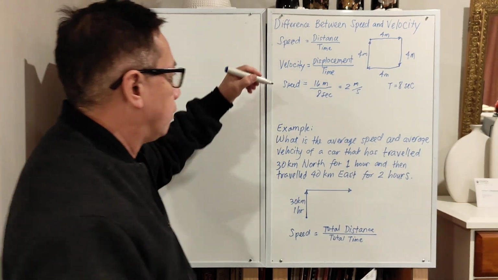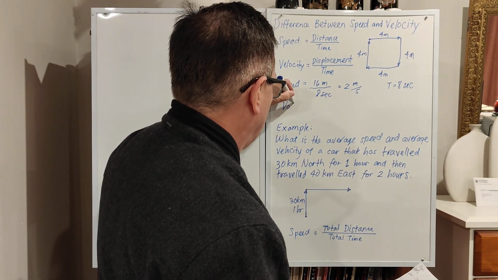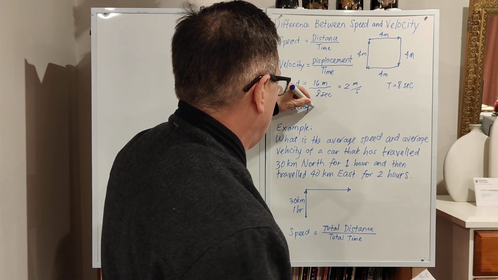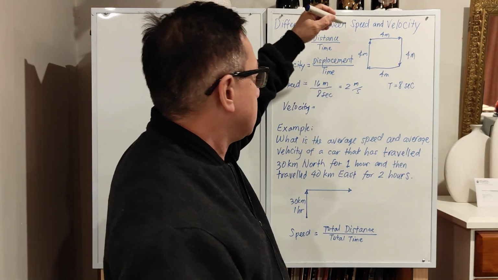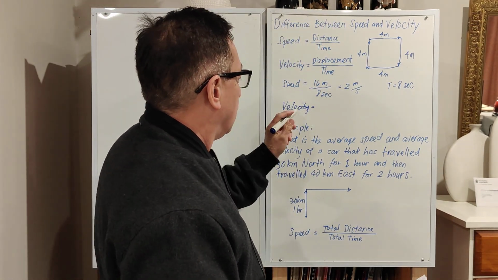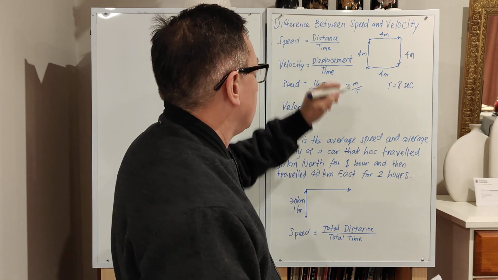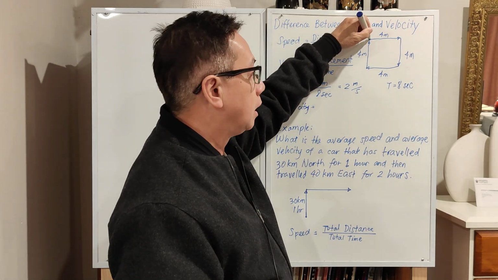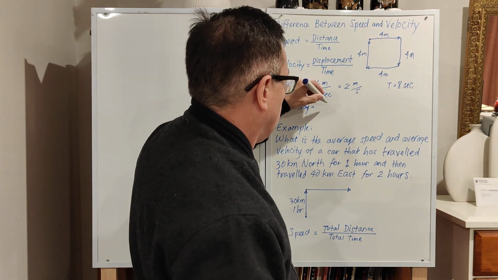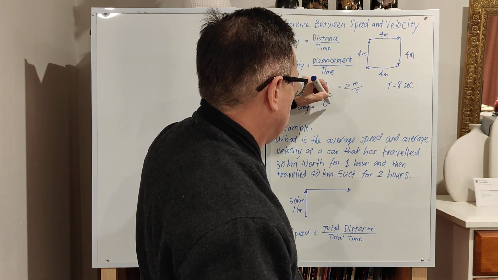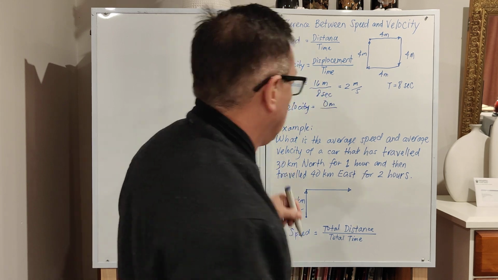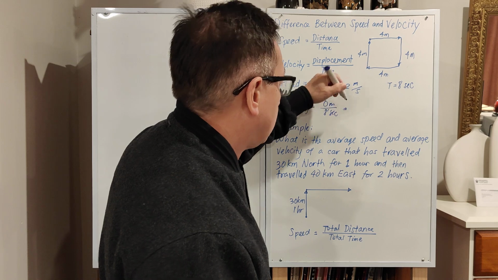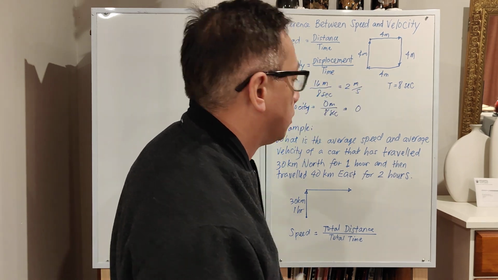But if we compute for the velocity, the distance traveled of the object, it started from this point and ended at this point. The distance is 0 over 8 seconds. So the velocity of that object is 0.